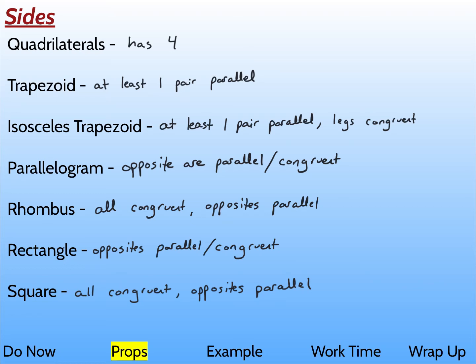So here we have the property of sides in quadrilaterals. Quadrilaterals themselves, not special, they just have four sides. A trapezoid has at least one pair of parallel sides, so an isosceles trapezoid has that same feature, and its legs are congruent. Parallelogram has the opposite sides parallel and congruent, just like a rectangle. And a rhombus has all the sides congruent with the opposite sides parallel, just like a square.